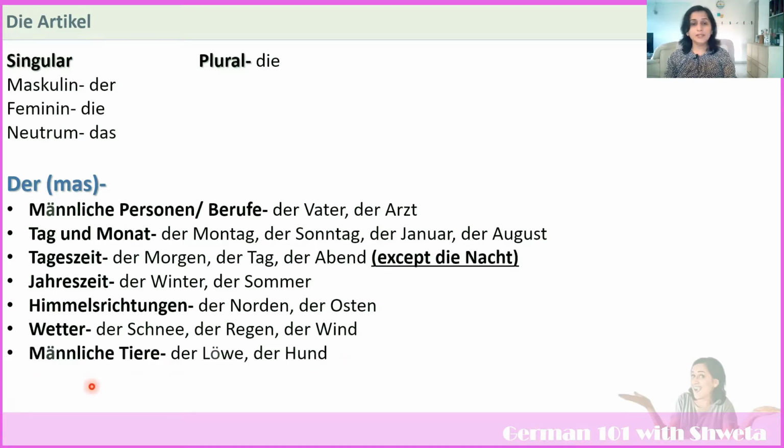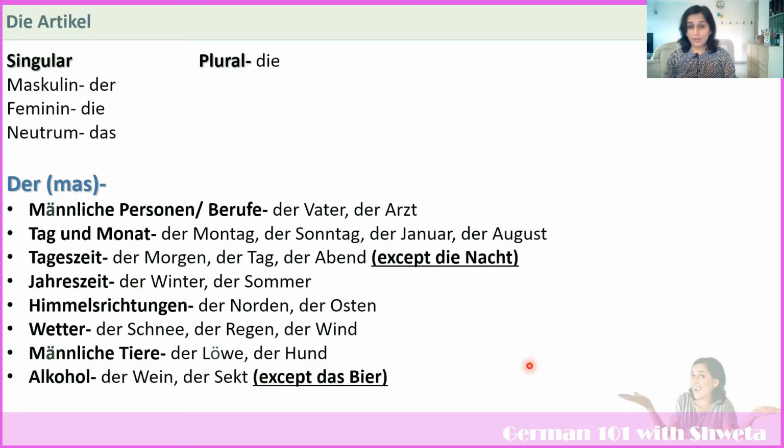Männliche Tiere. Tiere is animals, means masculine animals. Zum Beispiel der Löwe, lion, der Hund, dog. Alkohol, zum Beispiel der Wein, der Sekt. Sekt is champagne. Aber das Bier. Beer is the most important alcohol in Germany and it has the neutrum article, das Bier. Automarken means car brands. Zum Beispiel der BMW, der Audi, der Skoda.